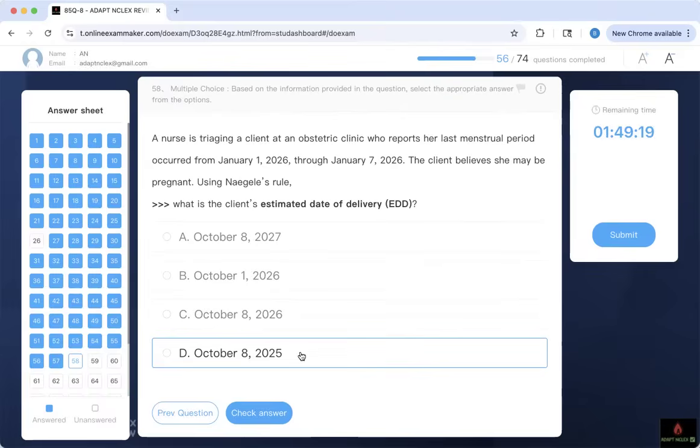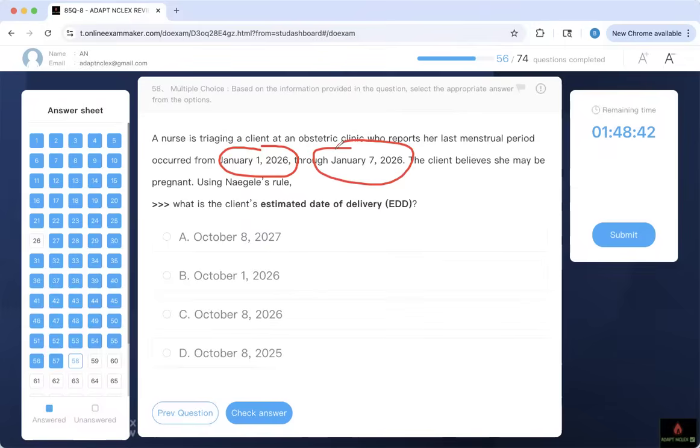Nagel's rule. I know you can calculate it. What is the client's estimated date of delivery? And this is triaging a client at an OB clinic who reports a last menstrual period occurring between January 1 and January 7, 2026. The client believes she may be pregnant. Use Nagel's rule to calculate it. What do you think? Estimated date of delivery. I know you know how to do it. You may have your formula, but the easy way is what? The menses starts on the 1st and ends on the 7th.